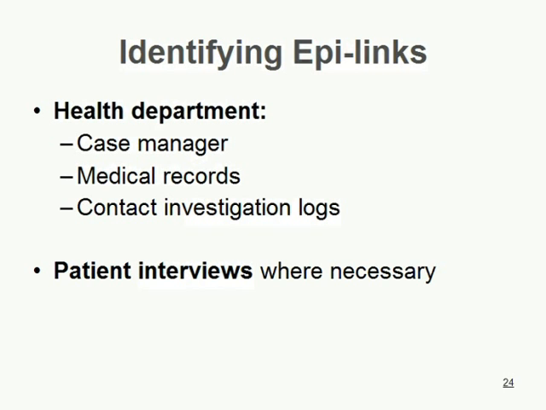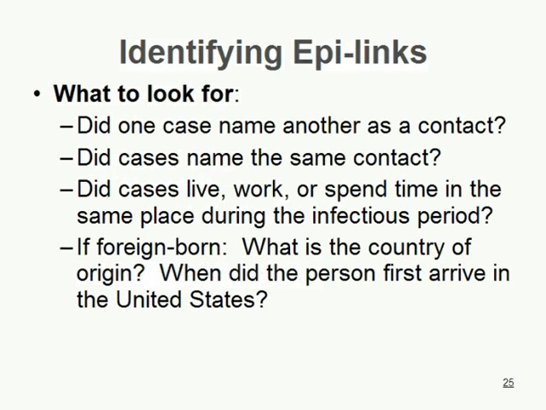And we try not to interview patients again if possible, but we do this if necessary because we want to understand what's happening with transmission. That's the only way that we can actually intervene. So what do we look for? Did one case name the other as a contact? Did the cases name the same contact? Maybe there's a common person in between that suggests a relationship between our two cases. Do they live, work, or spend time in the same place?